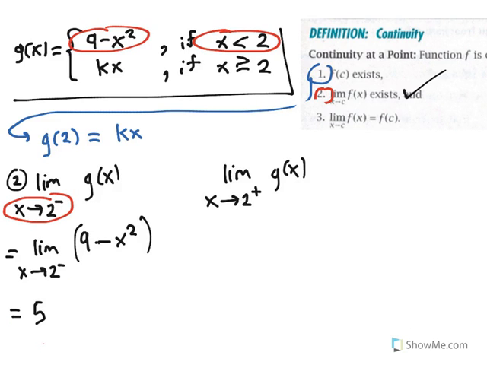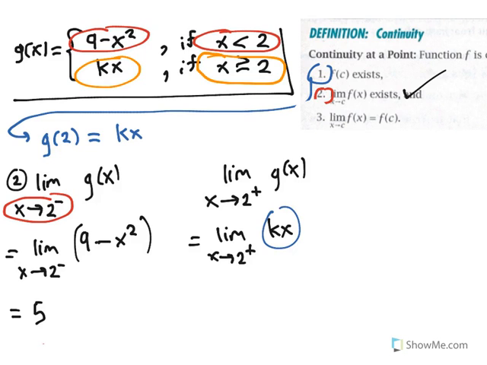So now we have to look at the limit of the function g of x as x approaches 2 from the right side of 2. So if x is approaching 2 from the right side of 2, the input values are greater than 2. So I will use this second rule for the function g, and that will give me the limit of k times x as x approaches 2 from the right. And k is a constant, and we have x, which is the identity function.